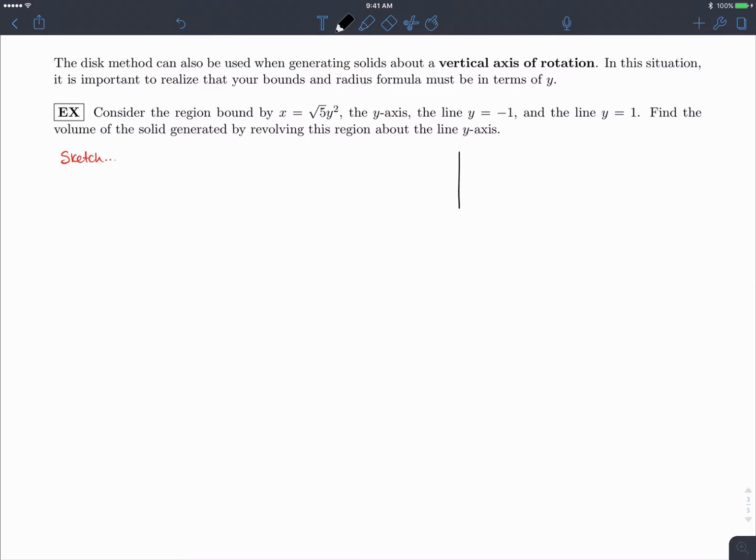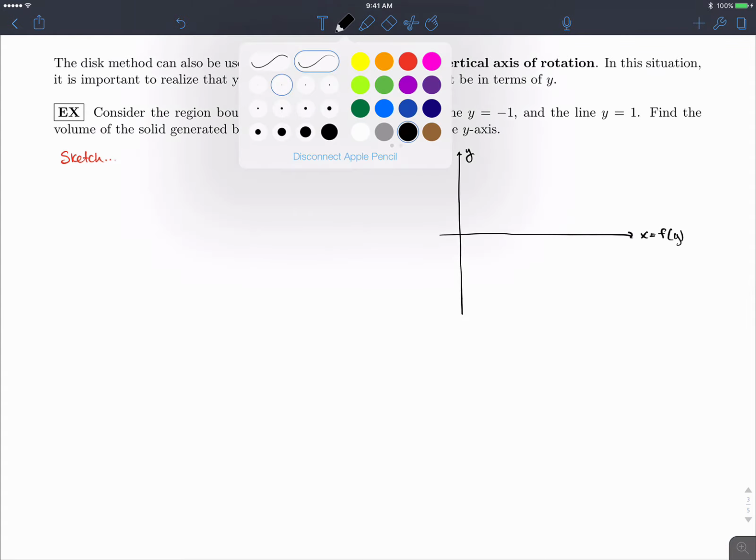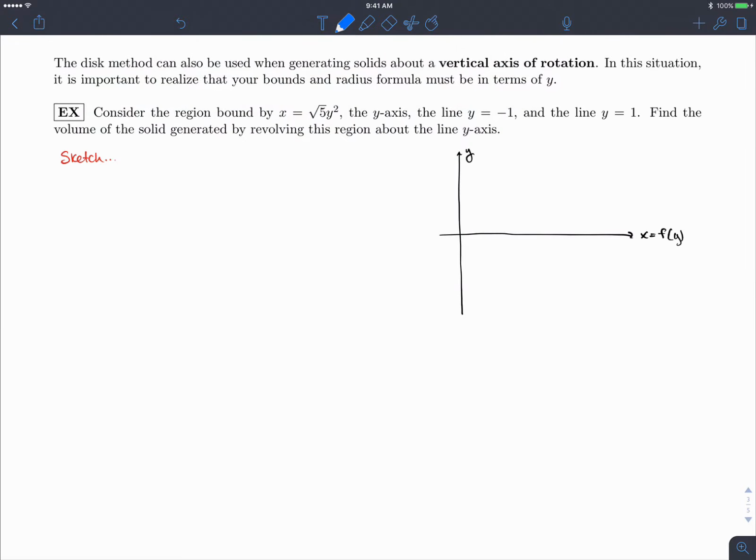So we've got our y-axis, we've got our x-axis. So here we've got y, and in this case x is going to be a function of y. So we've literally tipped our world over 90 degrees here. So this curve, the root of 5y squared, is going to look like a parabola that's essentially been tipped over. So it's still centered at the origin, it's just in a slightly different direction. So this is the curve x equals the square root of 5 times y squared.